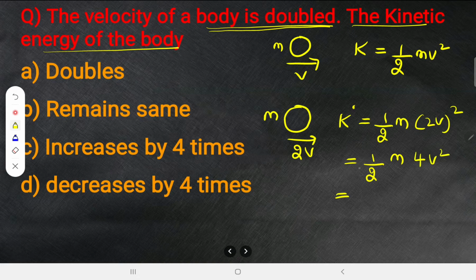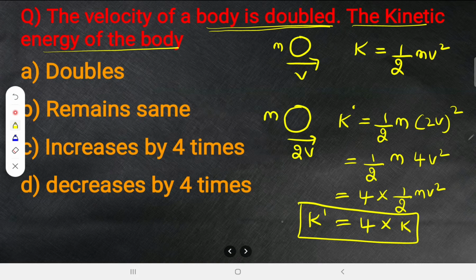Let us take this 4 at the starting. 4 into half mv square. Half mv square is the initial kinetic energy. So k dash is equal to what we got now? 4k. That means the kinetic energy now is 4 times the initial kinetic energy. It increases by 4 times. That's why this option is correct. These kinds of questions are very, very important, and you should be able to answer them this way whenever such questions are asked.